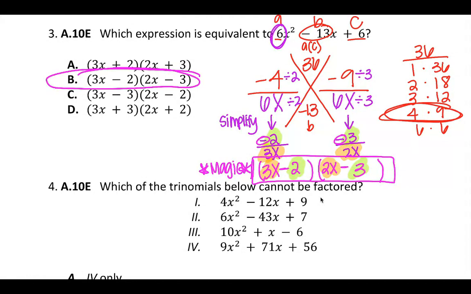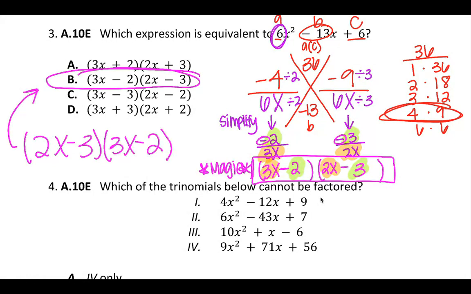And again, you could have had it switched, like it could be 2x minus 3 and 3x minus 2. If that was your answer, this would still be the answer. It's just like saying 4 times 9 and 9 times 4. You're still going to get the same thing. So if you have it switched, no worries. The order does not matter. The order inside the parentheses matters, but the order you have your parentheses does not matter.